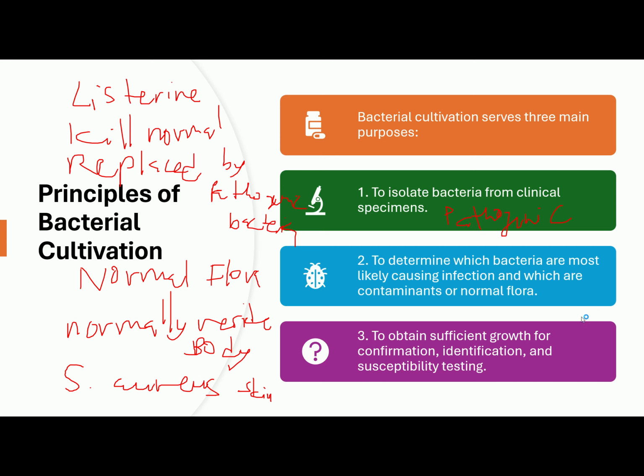Now, the third reason is to obtain sufficient growth for confirmation, identification, and susceptibility testing. In cases, class, such as CSF samples, which usually have very low amounts of bacteria, we need to try to propagate them, and to do that we have to culture. If we can increase their numbers, we can do more tests, allowing for better diagnosis.